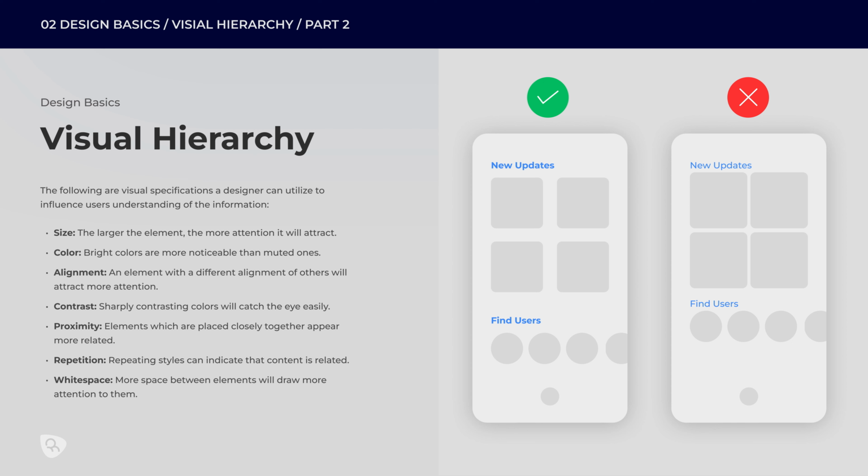Proximity. Elements which are placed closely together appear more related. Repetition. Repeating styles can indicate that content is related. And lastly, white space. More space between elements will draw more attention to them.